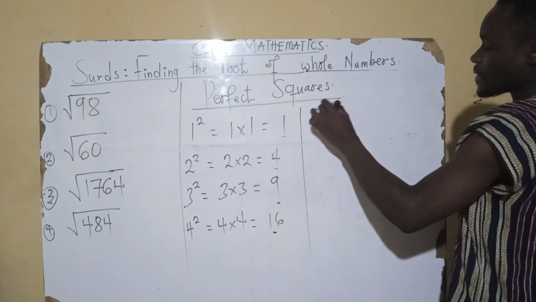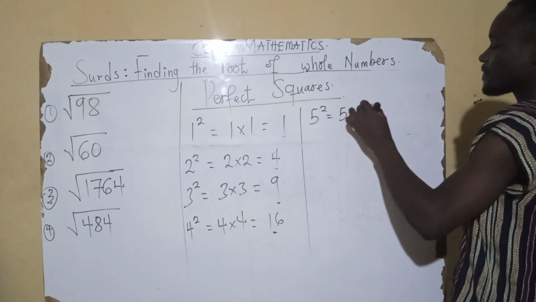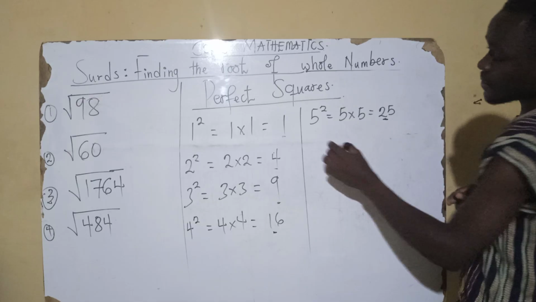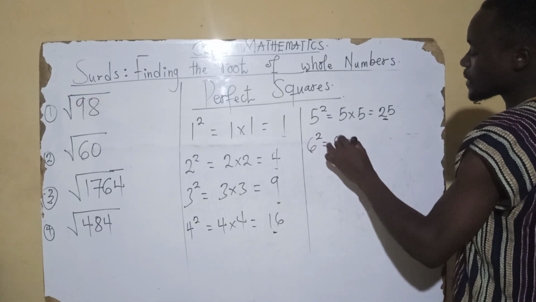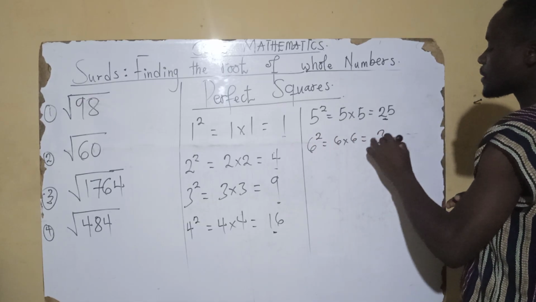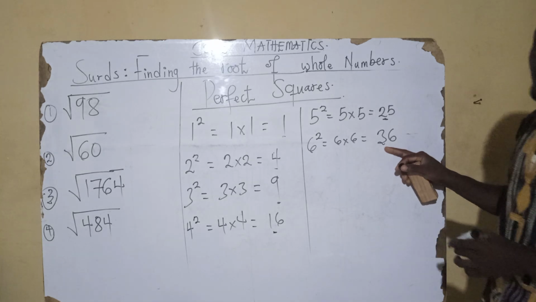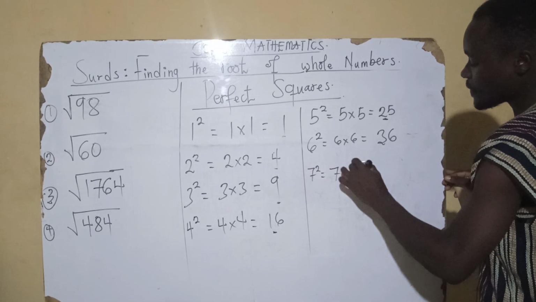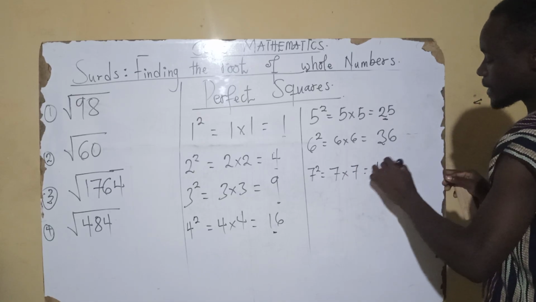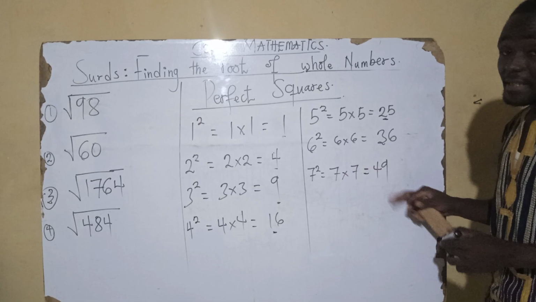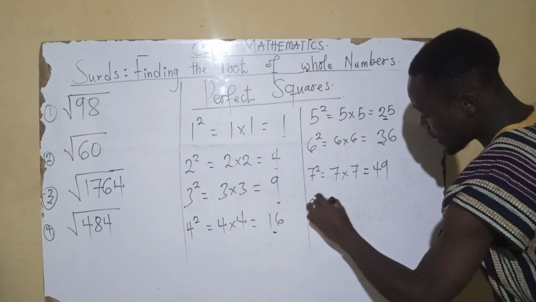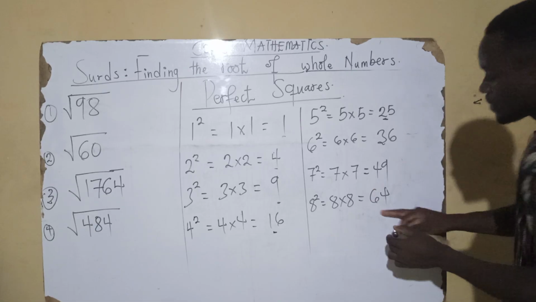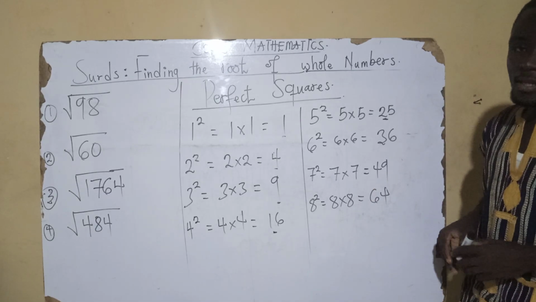Now I have 5 squared. Well, I'm going to get 5 times 5, which gives me what? 25. So 25 is a perfect square. I have 6 squared, which is 6 times 6. I'm going to get what? 36. So 36 is a perfect square. Now I have 7 squared, 7 times 7. I'm going to get what? 49. So that means 49 is a perfect square. I can also have 8 squared, which is 8 times 8, giving me what? 64. Meaning 64 is a perfect square. I believe it is clear.